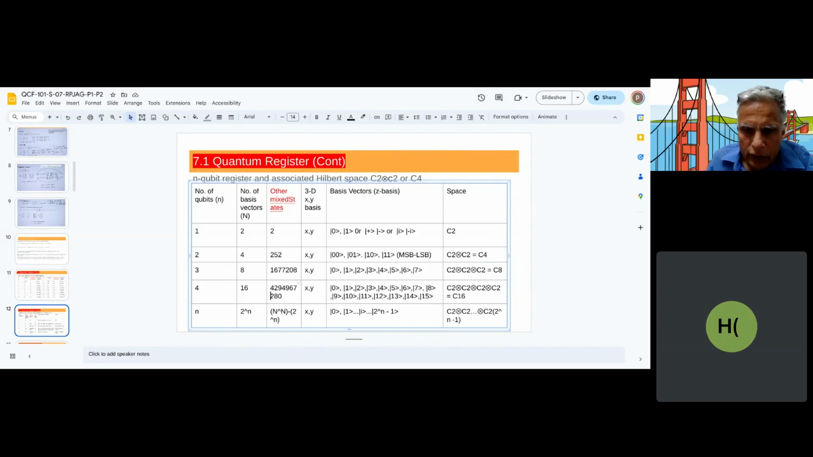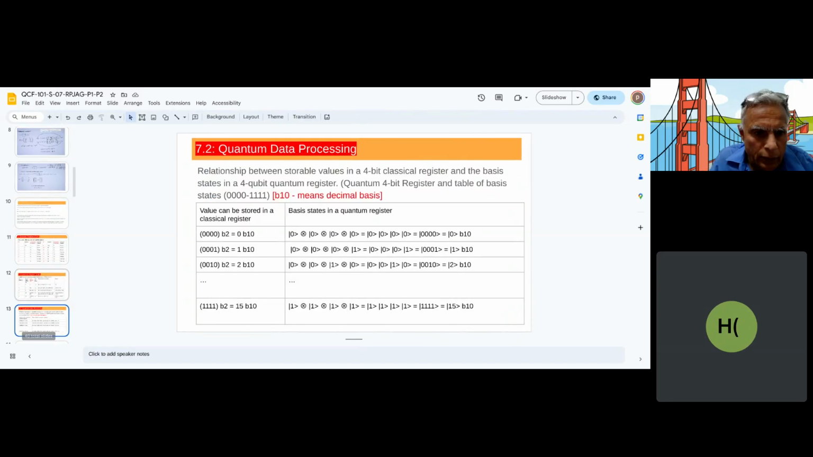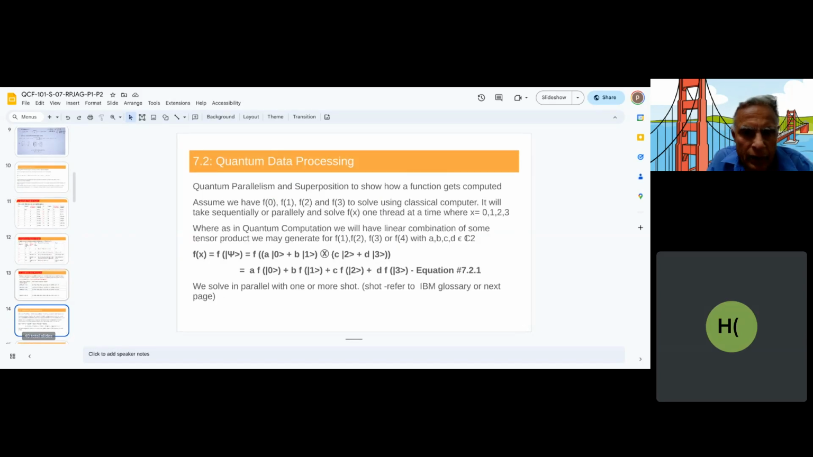Moving on to the next slide, quantum register data processing. We just wanted to mention that in 7.2 in the data processing, B10 represents basis 10. So instead of saying binary, we can use the 0, 1 to 15 representation. That was what was intended there.